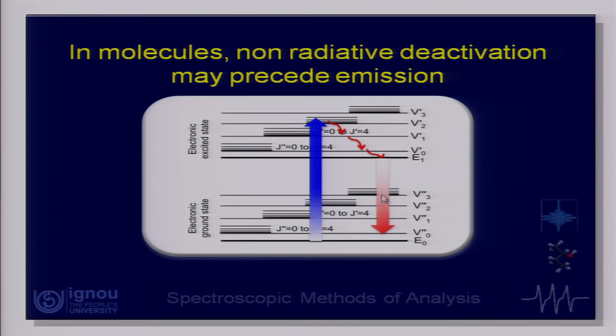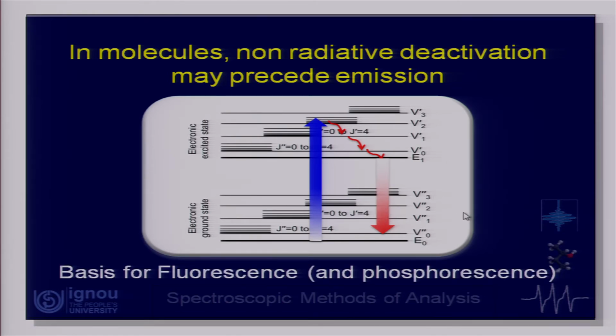That means, in this case there is a non-radiative deactivation, say from here till here, and then thereafter there is a radiative emission there. This actually is the basis for our fluorescence and phosphorescence spectroscopies, which again will be taken up later. Okay. Let us continue and see that there are two more phenomena.